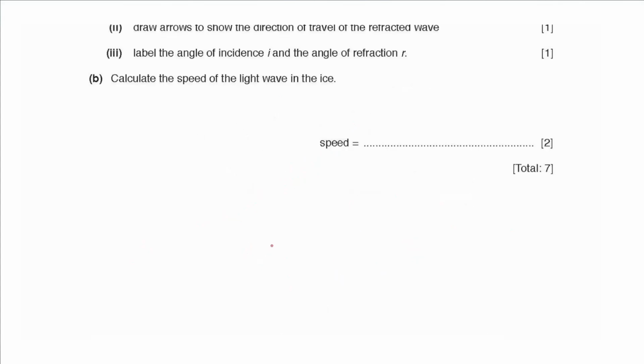Part B says calculate the speed of the light wave in the ice. We have the equation for refractive index is equal to the speed in air divided by the speed in the medium. So 1.3 is equal to 3.0 times 10 to the power of 8 divided by the unknown speed. We rearrange, so the speed of the wave in ice is equal to 3 times 10 to the power of 8 over 1.3. That gives an answer of approximately 2.3 times 10 to the power of 8 meters per second.